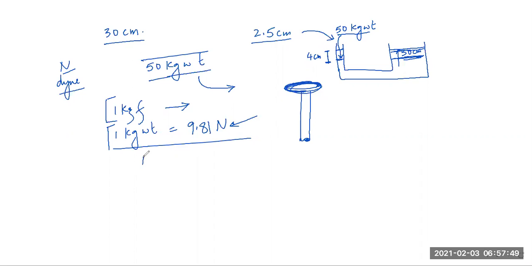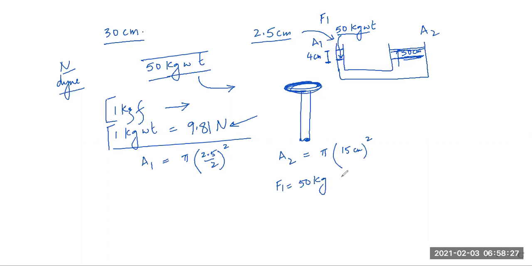So students, easily you can calculate area A1, which will be equal to pi r square, with 2.5 as the diameter. Let's say this is A1 and this is A2. So A2 would again be pi r square. 30 by 2 will be 15 centimeter square. So you will have A1, A2 and F1. This F1 force is 50 kilogram weight. Am I right? So easily you can calculate F2.